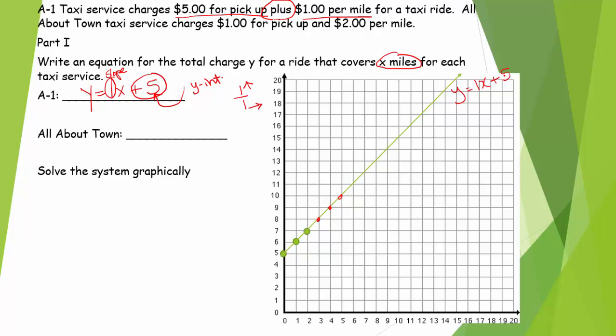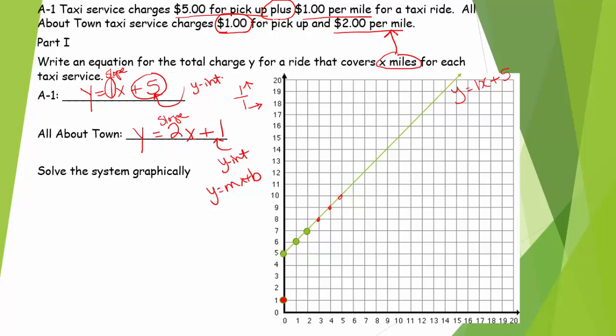Now let's go ahead and look at All About Town. All About Town charges $1 for pickup, so that's its initial fee is $1, and $2 per mile. Our number of miles is X, so that would be 2X. So Y, the total charge, will be 2X plus that initial fee of $1 for the pickup. Again, we know the 2 must be our slope, and the 1 is our y-intercept. We have it in the form y equals mx plus b. Y equals the slope times x plus the y-intercept. So again, we started our y-intercept, so we plot 0, 1.